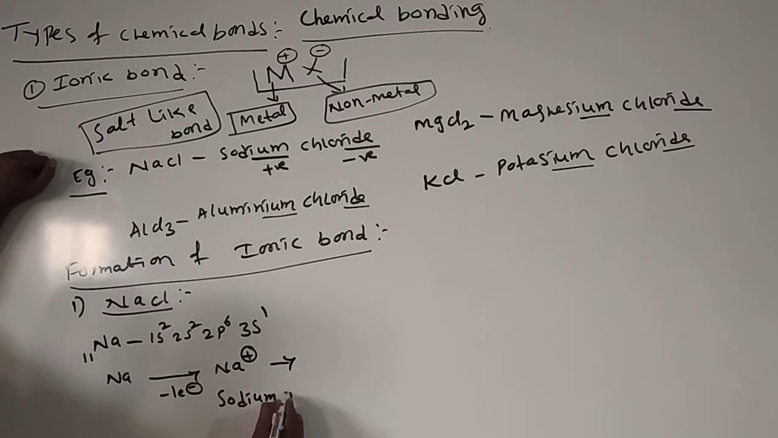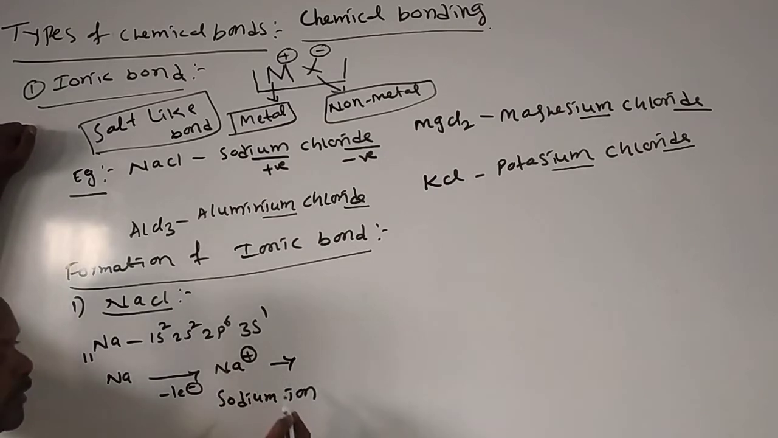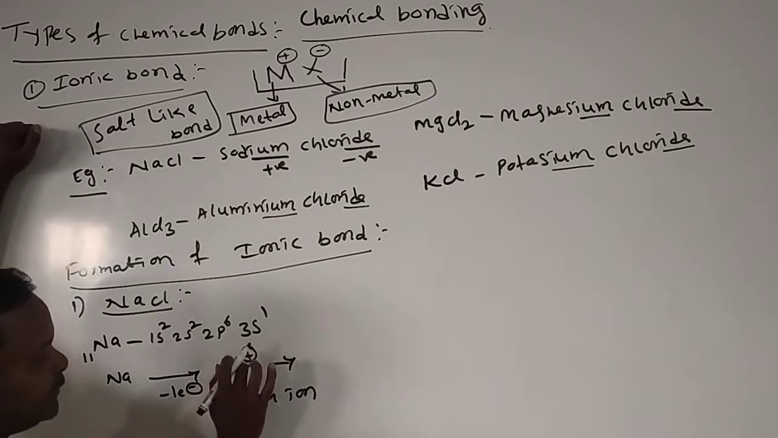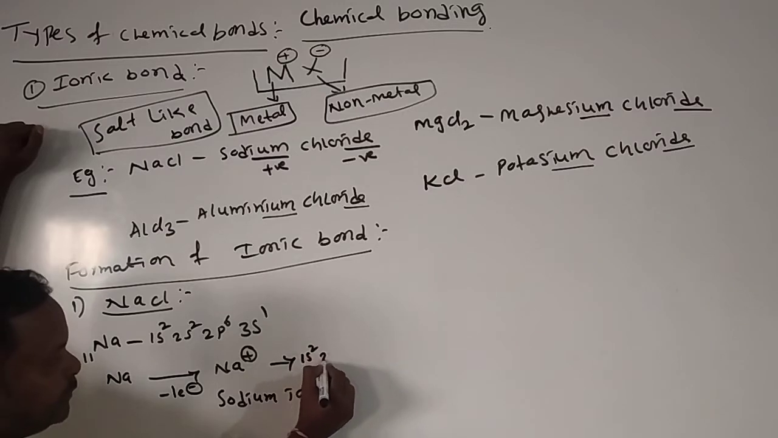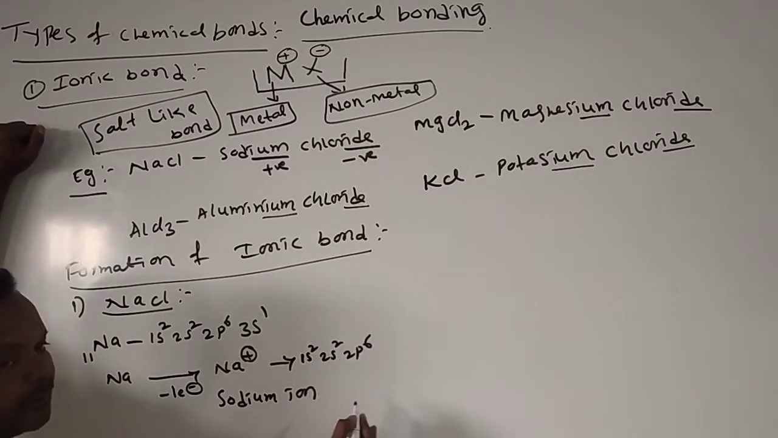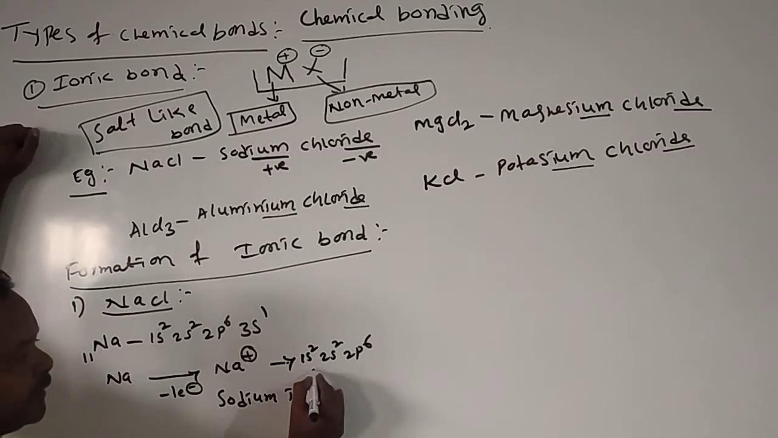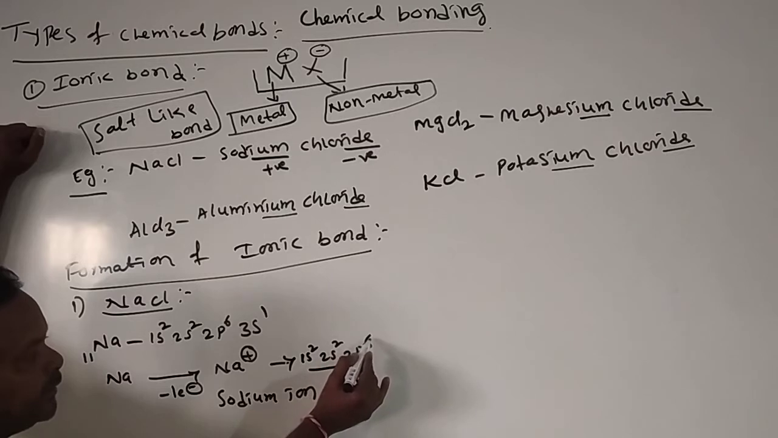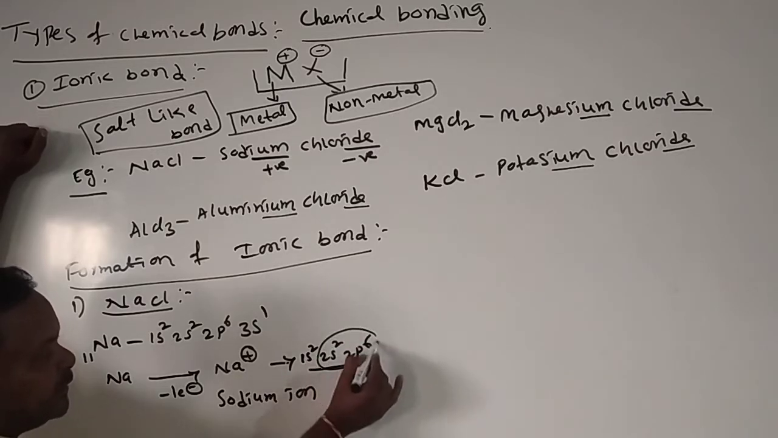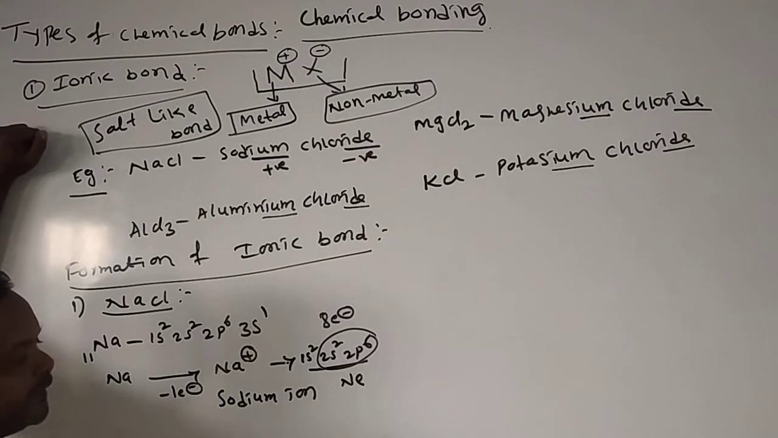This we call sodium ion, cation. Sodium cation is stable. It never loses one more electron. Why? Because see the electronic configuration of this one. What is the electronic configuration? 1s2, 2s2, 2p6. One electron lost, so 2p6. It is the neon electron configuration. It gets the inert gas electronic configuration, or it has 8 electrons in the outermost shell. So it is stable.